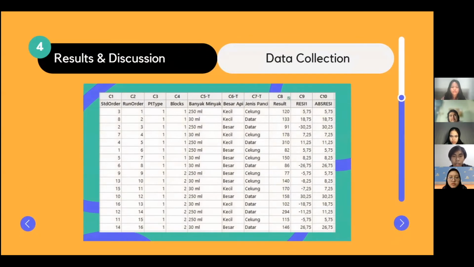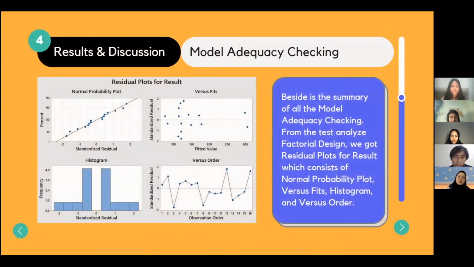Here is the data that we collected using the help of Minitab. The picture on the slide is the summary of all model adequacy checking. Residuals that have a normal distribution, similar variance, and independence are needed when using the factorial design approach.